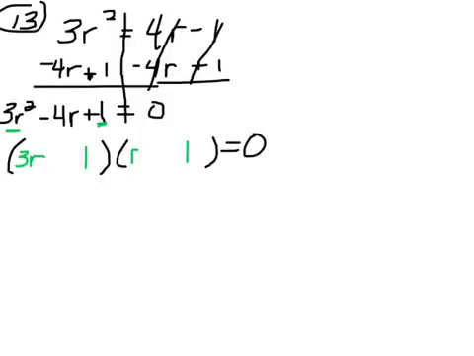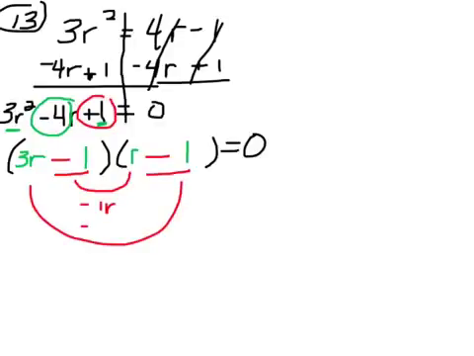Now, I've got to figure out what the signs are. I've got to have this work out so that I get a minus 4r. Since I see a minus there, I am pretty sure this is going to be a minus and a minus, because a negative 1 times a negative 1 would give me this positive 1. And then let's check for that middle term. Negative 1r and negative 3r would add up to negative 4r, which is what I want. So I've factored this correctly using guess and check.